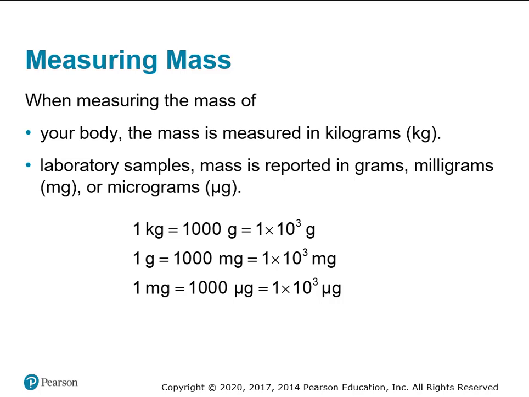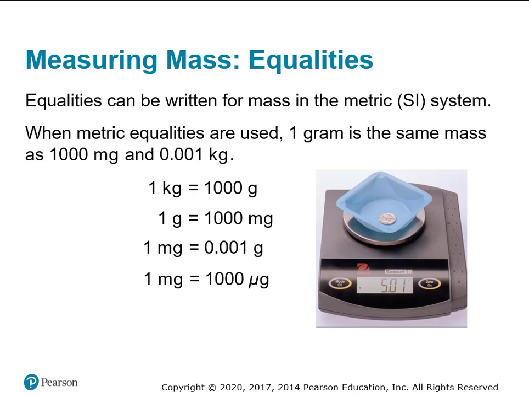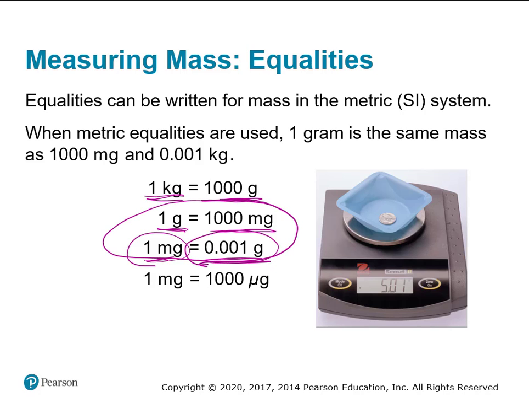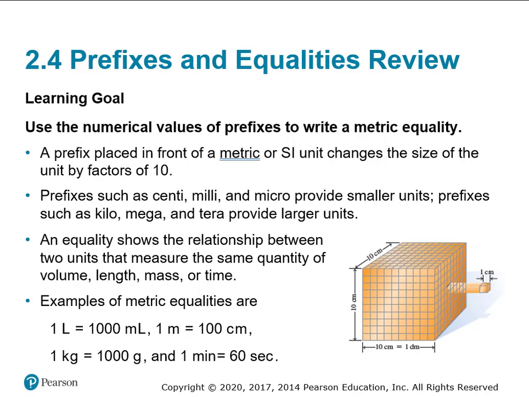When I'm measuring mass, for example, your body, the mass is measured in kilograms. If I'm measuring something smaller in mass, I would measure it in grams, or milligrams, or micrograms. We can have some equalities for mass, like saying that 1 kilogram is equal to 1,000 grams. 1 gram is 1,000 milligrams. I can then say that 1 milligram is 0.001 grams. 1 milligram is 1,000th of a gram. These two are just oppositely written. Hopefully this section made sense.